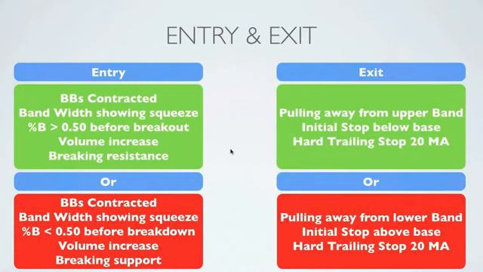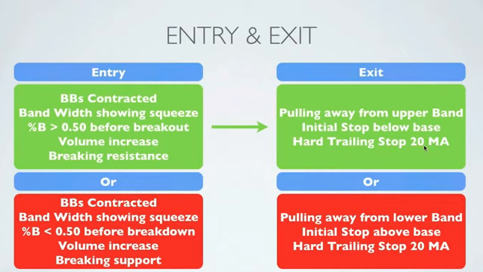For the exit, for a long position, when it's pulling away from the upper band, then you want to take some profit. Your initial stop is below the base of the breakout, and you have a hard trailing stop at 20 MA.